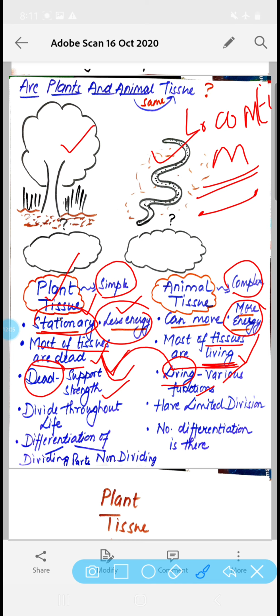Okay. Now, another major difference between plant and animal tissue is that plants grow throughout their life by dividing their cells.